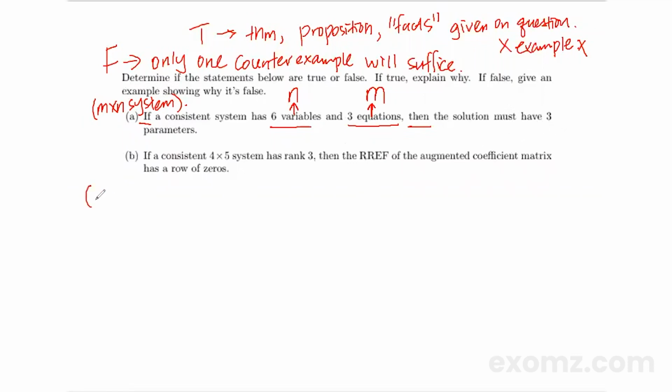Now, because this part is talking about parameters, why don't we just write out the formula for finding the number of parameters? The number of parameters is found by using n minus r. n is the number of variables, r is rank. And as I mentioned in the weekly recap, there is actually a very important relationship between rank and rows or equations, or simply the letter m.